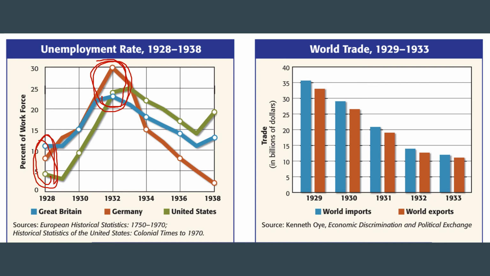We see that they drop from roughly $35 billion before the crash in 1929, but 4 years later, they're only around a little more than 10 billion. So that has a significant impact on the economies around the world.